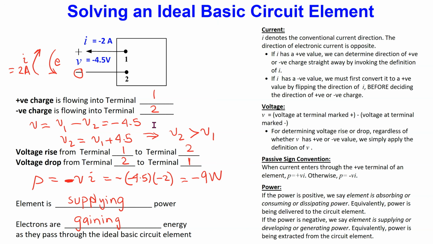When an ideal basic circuit element has DC voltage and current as input, we can easily solve it completely. For given values, we can determine the charge flow direction, voltage drop or rise between the terminals, whether the element is absorbing or supplying power, and whether electrons passing through the ideal basic circuit element are gaining or losing energy.